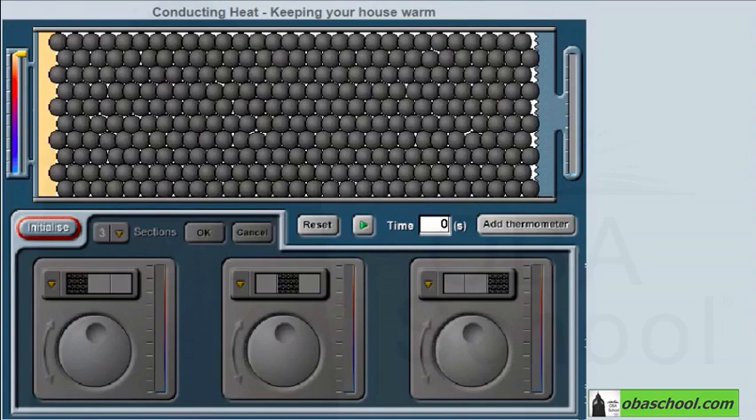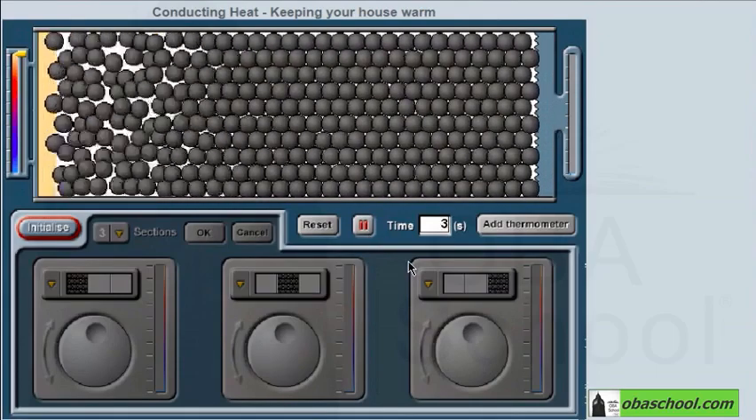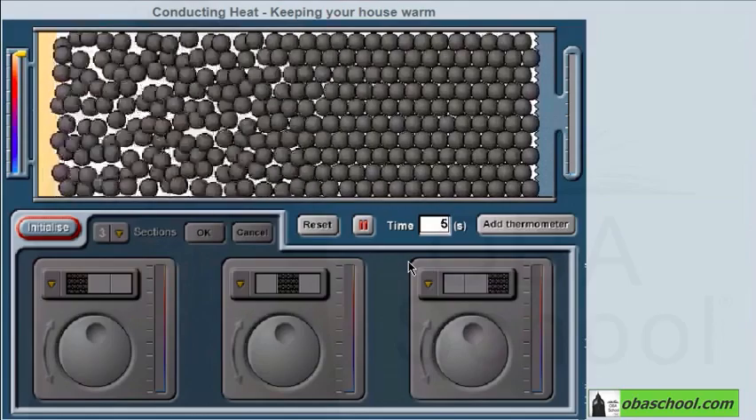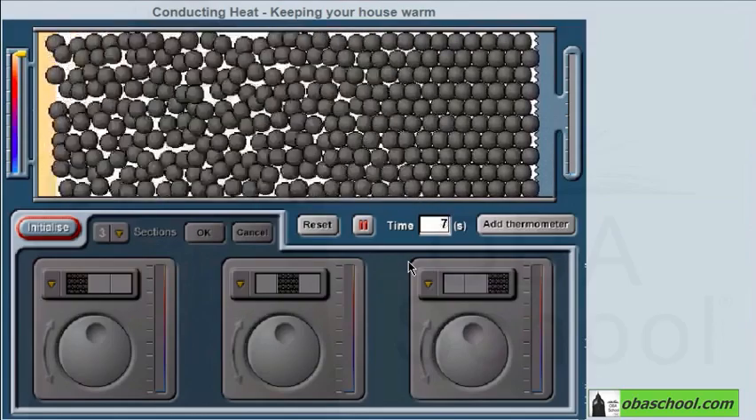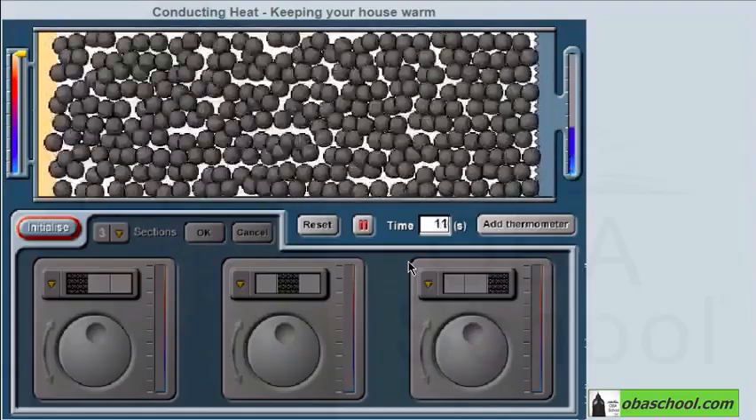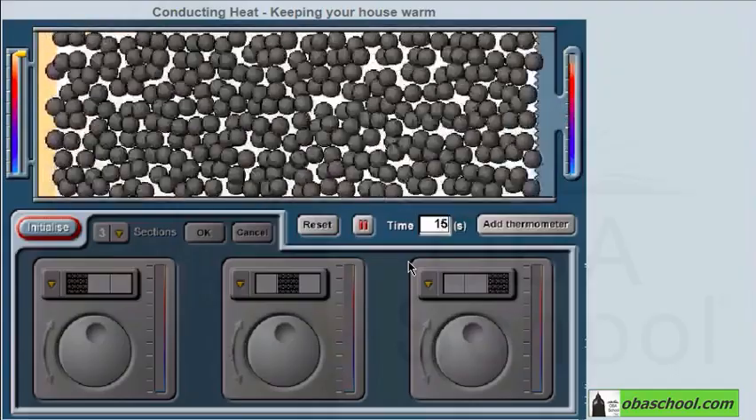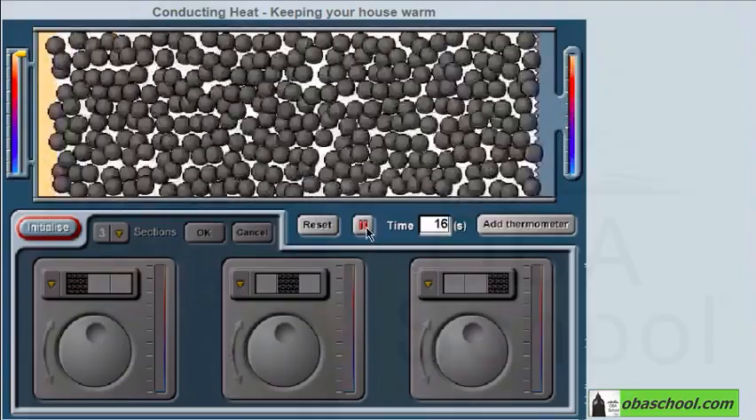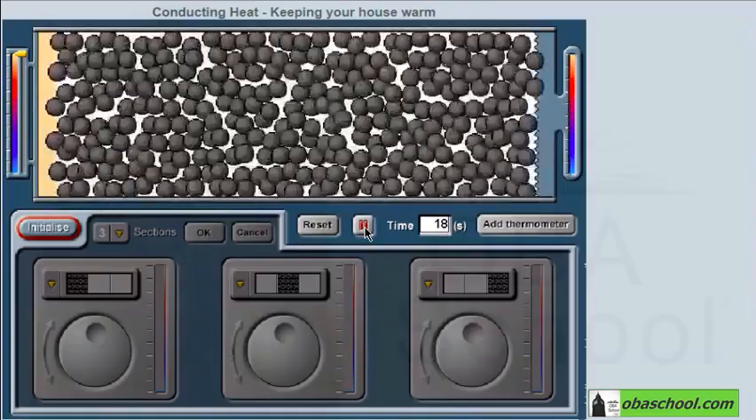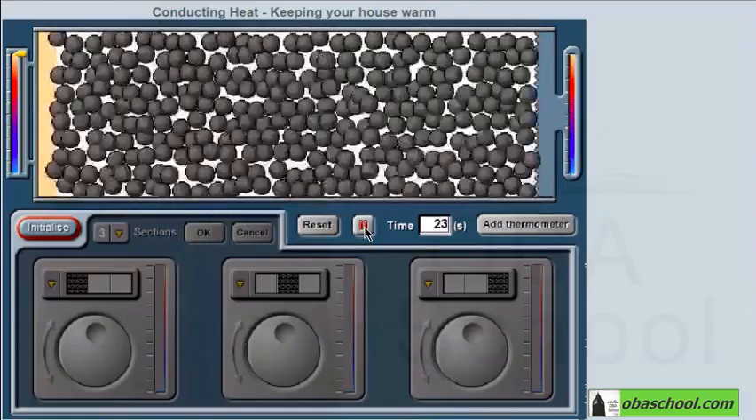Now, let us click on play to start the model and watch what happens for 30 seconds. The temperature of the wall, as you can see on the right side, increased, which means that heat is transferred directly to the outside.